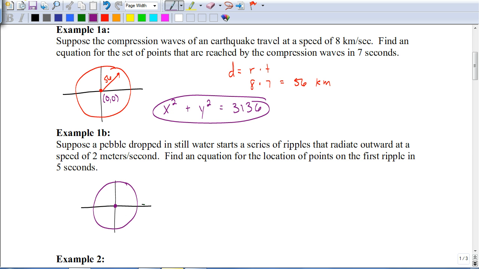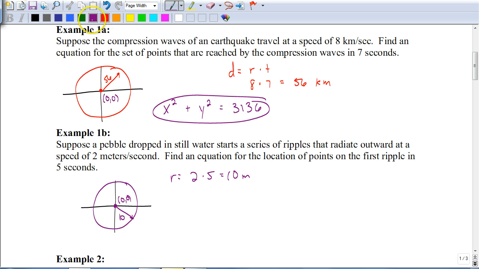Okay, so here's what you should have done. Again, our origin is going to be at the point (0, 0). And to find the radius of the circle, we know that the ripples are traveling at a rate of 2 meters per second for a total of 5 seconds. So your radius, your distance, is going to be found by taking 2 times 5, which would be 10 meters.